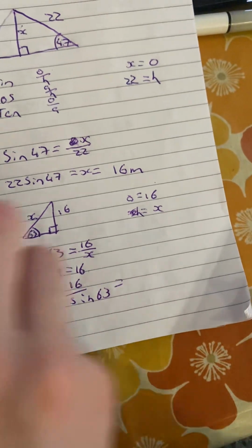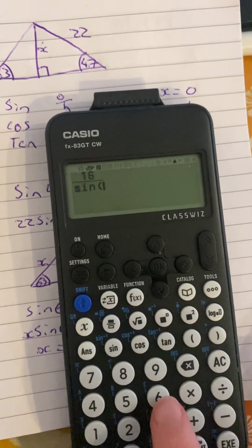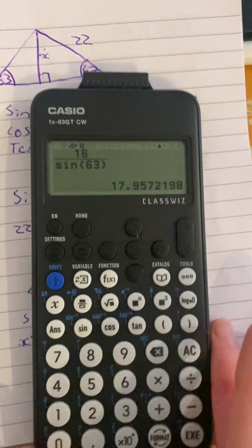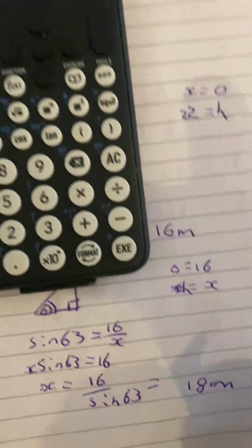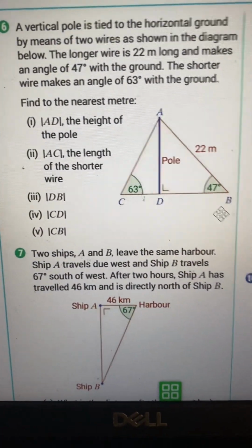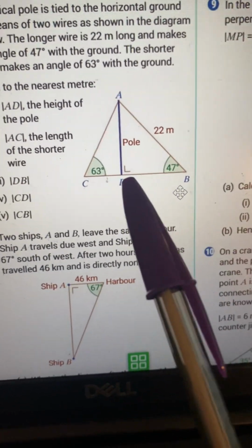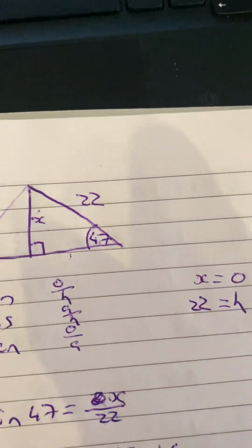We can put that into our calculator: 16 over sine of 63, close brackets. That gives us an answer of 17.95, which to the nearest meter is 18 meters. Okay, so that was the first two parts of the question done. We found the height of the pole, we found the length of the shorter wire. So next we're looking for is DB. We can see that that's this here. So we're going back up to our original diagram. We're now looking for this side here.